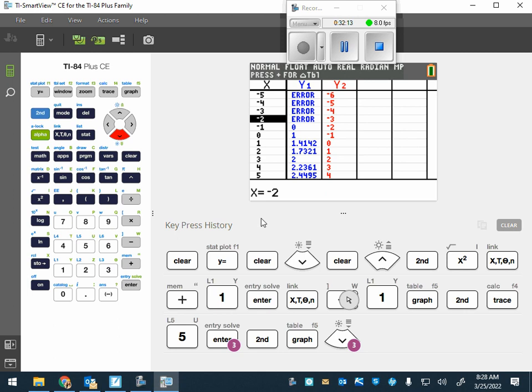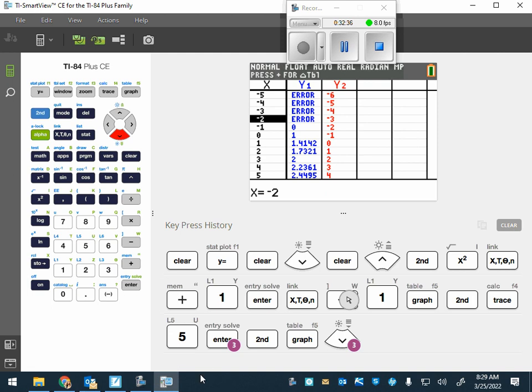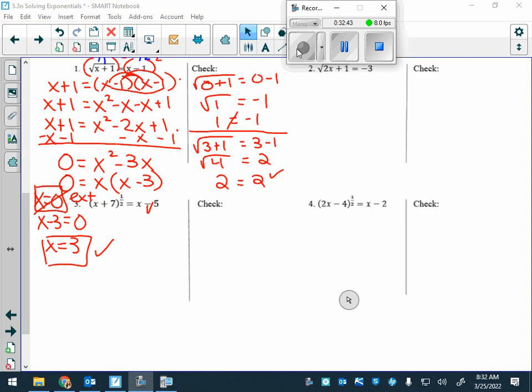So the calculator really should be the last resort to check. I want you to do these algebraically, but also check your answers algebraically before using the calculator. Okay, so why don't you try number 2? Try number 2 algebraically. It's everything similar to what we've been doing, just now we're checking for extraneous solutions. Go ahead.